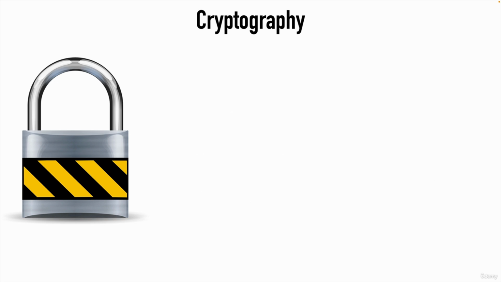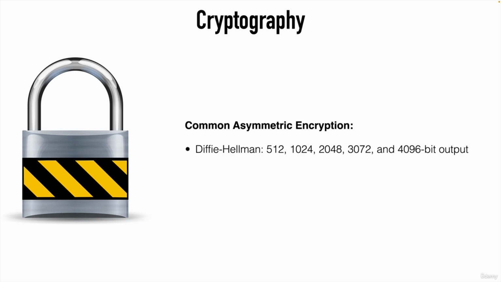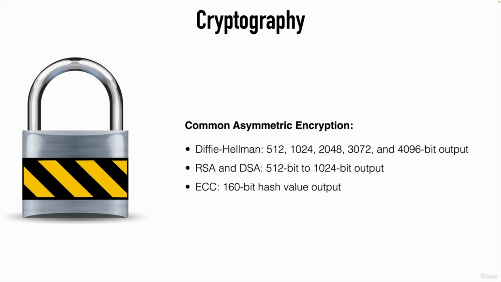Common types of asymmetric encryption include Diffie-Hellman. This creates various hash value output lengths up to 4096 bits. We also have RSA and DSA creating 512-bit to 1024-bit hash value output lengths. We also have ECC, which creates a 160-bit hash value output length.